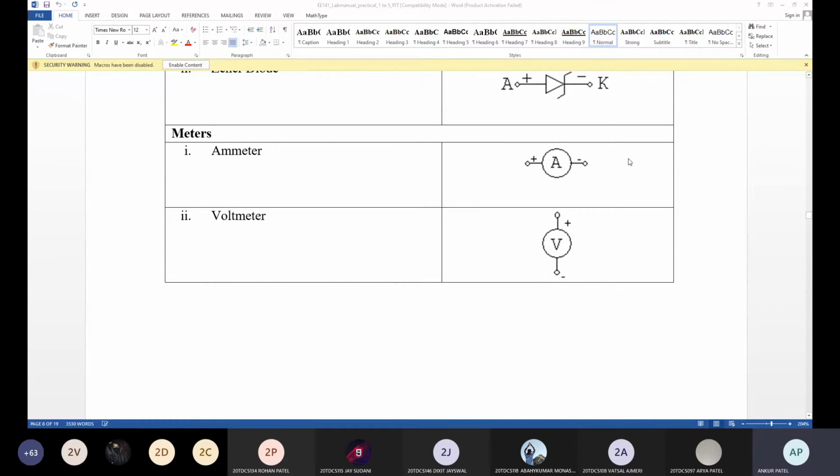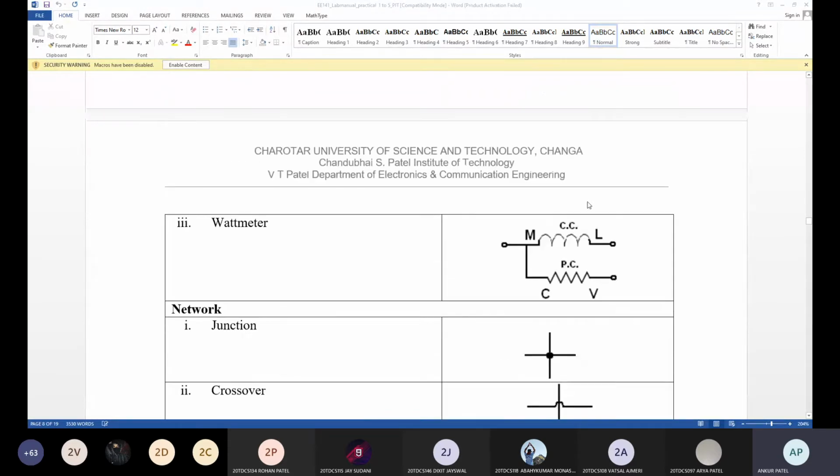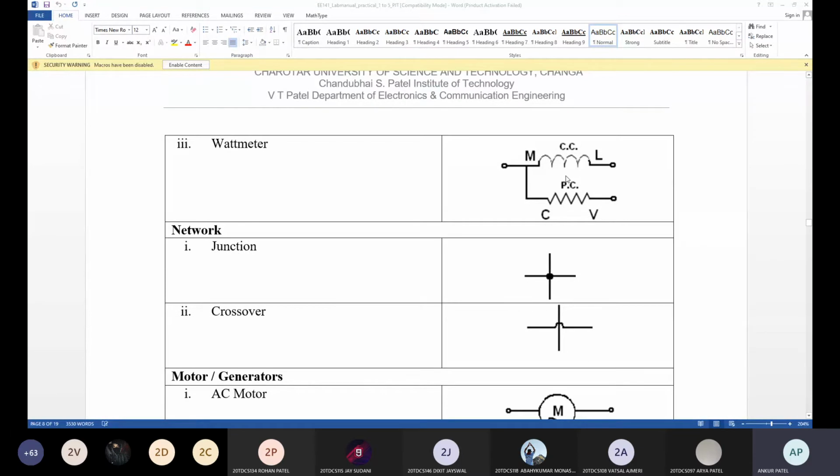This is the ammeter, for measurement of current, connected in series. Voltmeter, for measurement of voltage, is connected in parallel. Wattmeter has two coils, a current coil and a potential coil. It has four terminals: M, L, C, and V. M means main, which is connected with the supply. L means load; whatever load we are using, RLC, is connected with the load terminal. V is connected with voltage, and C is common. M and C are shorted.